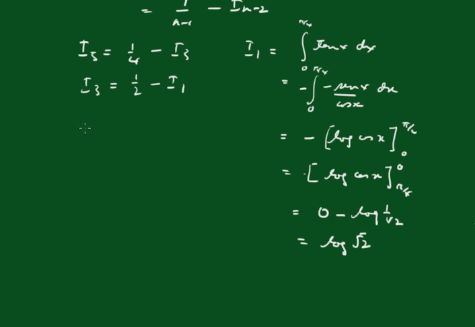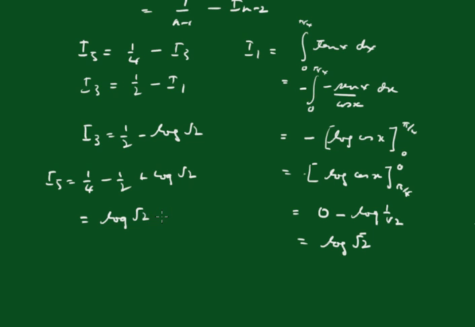Right, so I3 must be 1/2 minus the log of root 2. So I5 equals 1/4 minus this, that's minus 1/2 plus log of root 2. So the final answer is the log of root 2 minus 1/4.